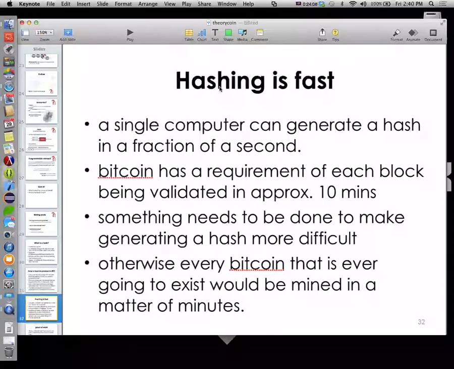Now, how fast your machine can hash, how many times it can guess, is only as powerful as it is relative to all the other machines. So in the early days of Bitcoin, where not that many people were hashing, 3,000 hashes a second, that's 3 kilohashes per second, would probably have been pretty decent.